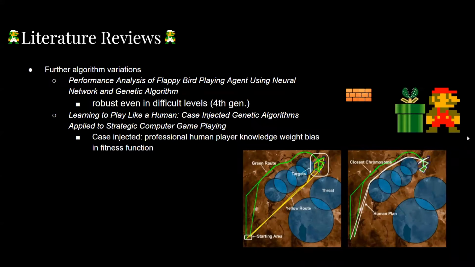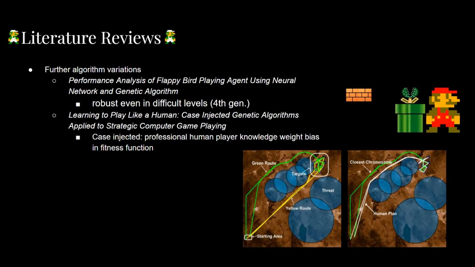In the paper, Performance Analysis of Flappy Bird Playing Agent Using Neural Network and Genetic Algorithm, Mishra and others took it a step further, and they added a difficulty level, so even with a higher difficulty, the algorithm was robust enough to still converge within the fourth generation.